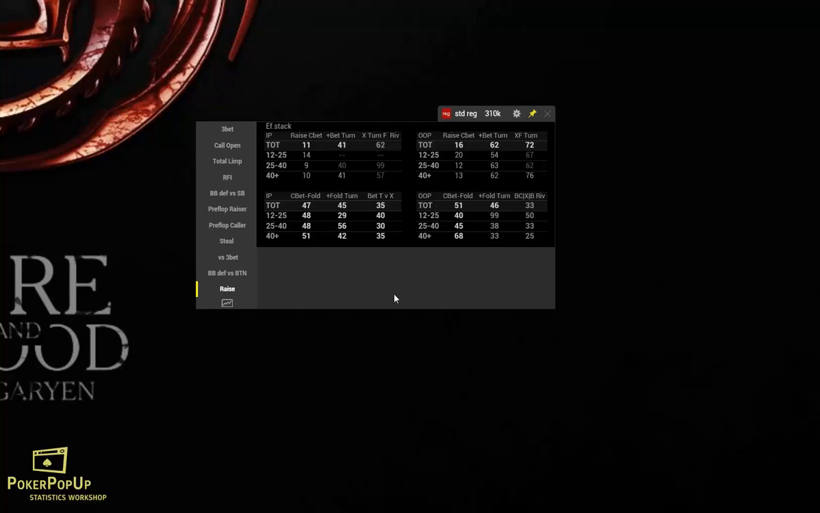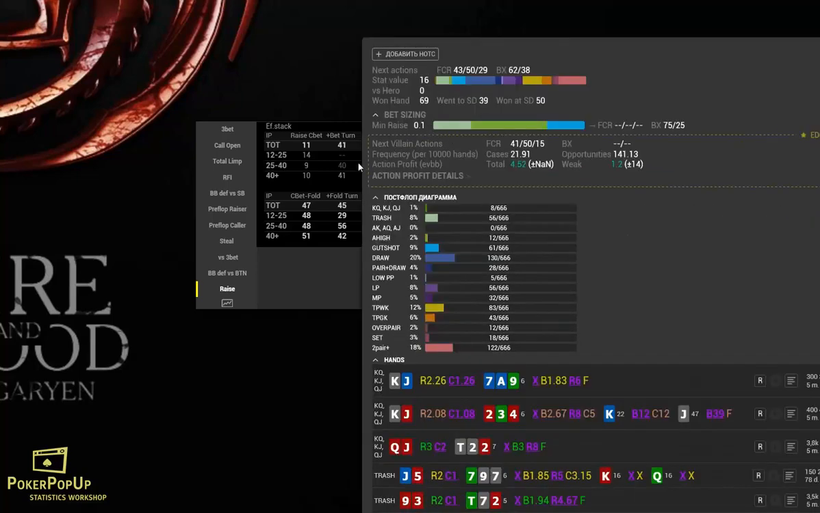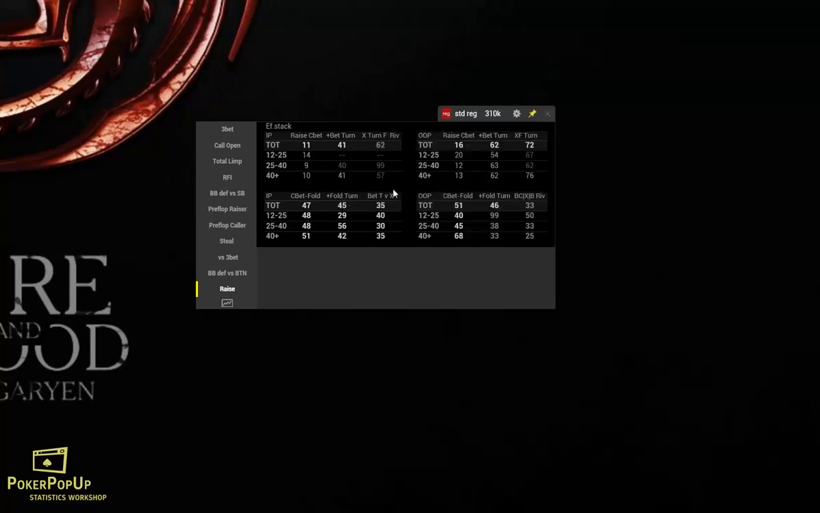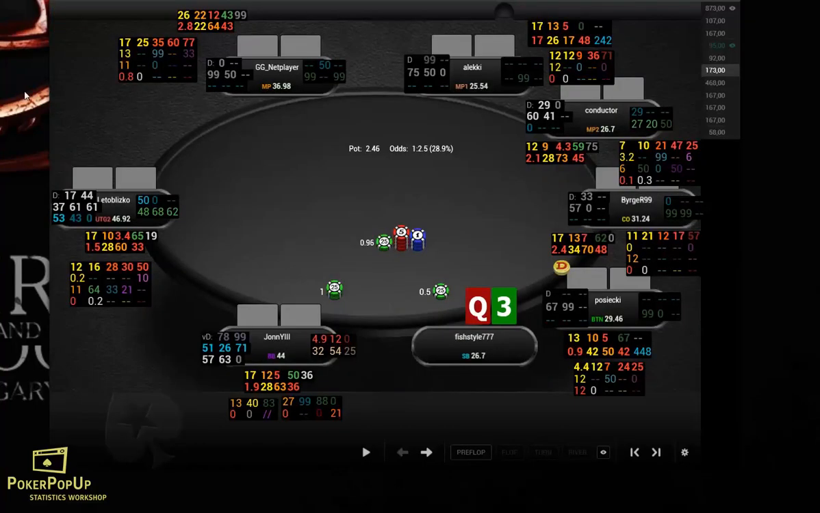This situation comes across very often when big blind check raises against a stealing position, such as button or cutoff. Here we can see how this person check raises, as well as how he continues to play on the turn. 62% bet, and if he doesn't bet, then he check folds 72%. Here we can already see that we might want to float his check raise.